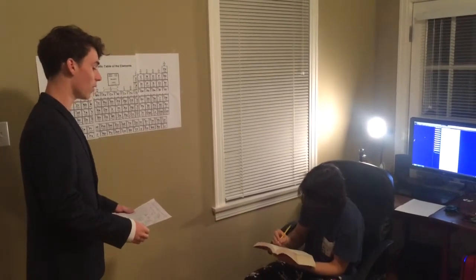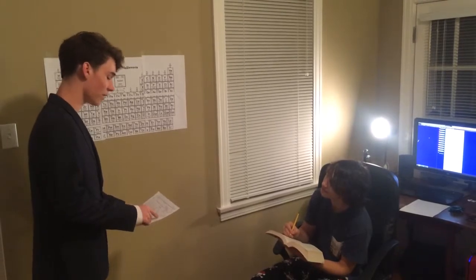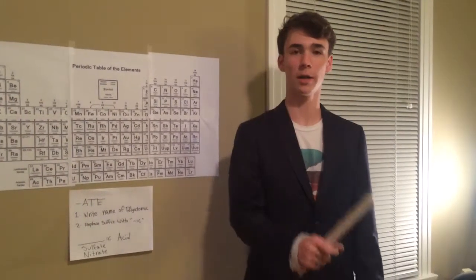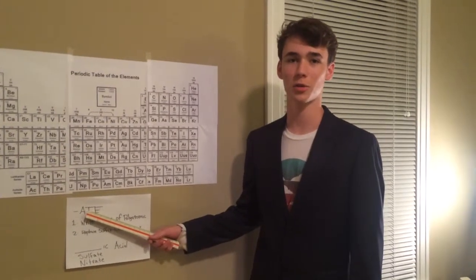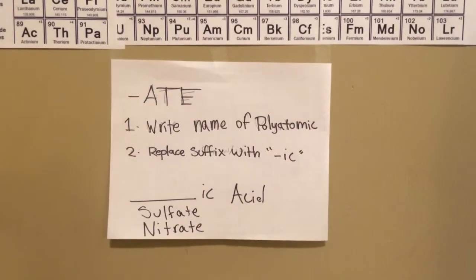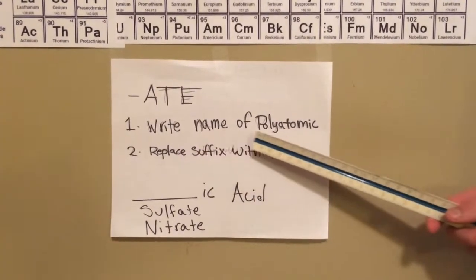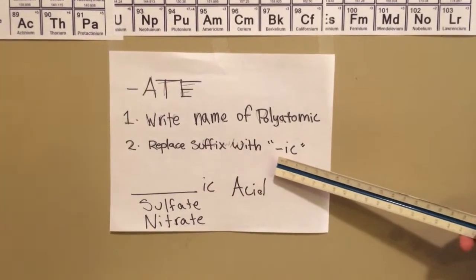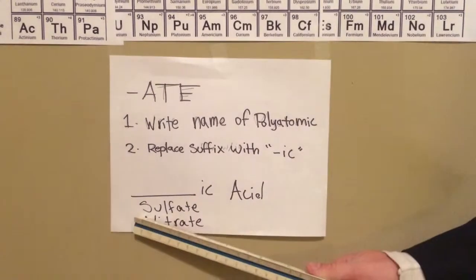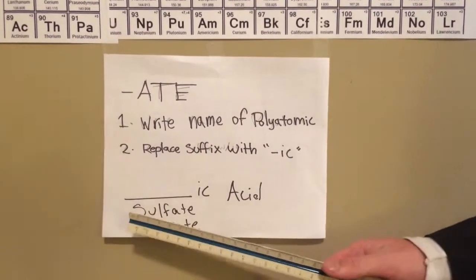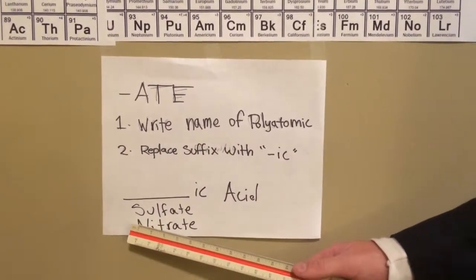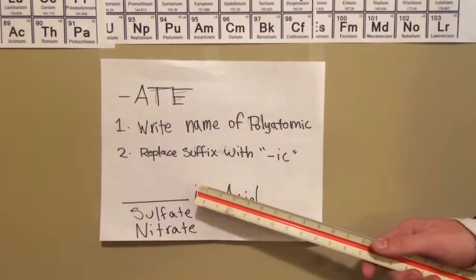Once you find the name, find out if the polyatomic ion suffix is ate or ite. Now that you know that your polyatomic ends in ate, here are the steps you go through to name this acid. First, you write the name of the polyatomic ion. Second, take the element and replace the suffix with -ic, like so. With sulfur in sulfate, you would turn it into sulfuric acid. With nitrate, nitrogen, you would turn it into nitric acid.